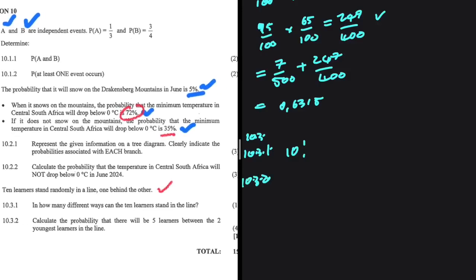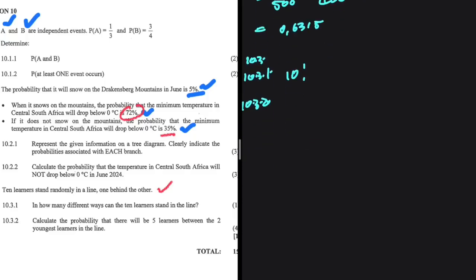10.3.2. Calculate the probability that there will be 5 learners between the 2 youngest learners in the line. That is where things start to get interesting. Okay, let's go ahead and have 10 spaces. So we have 1, 2, 3, 4, 5, 6, 7, 8, 9, 10. I've always used this method, and I'm always going to use it. Okay, so we want to find the probability that 5 learners will sit in between the 2 youngest learners.